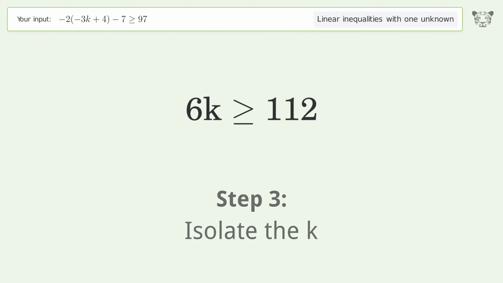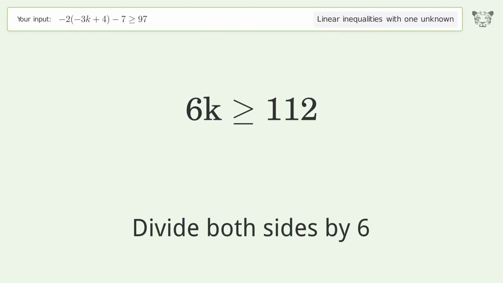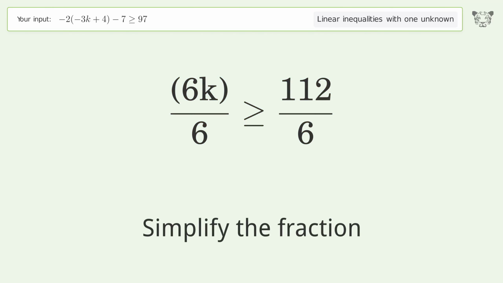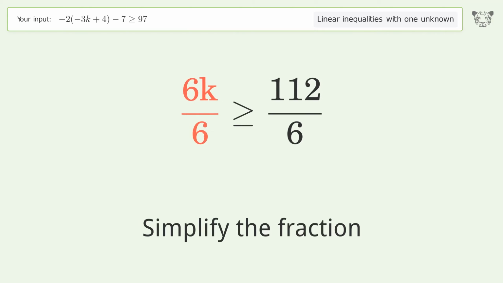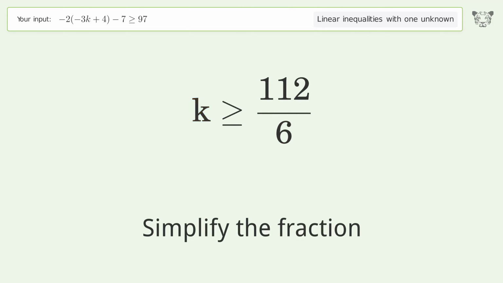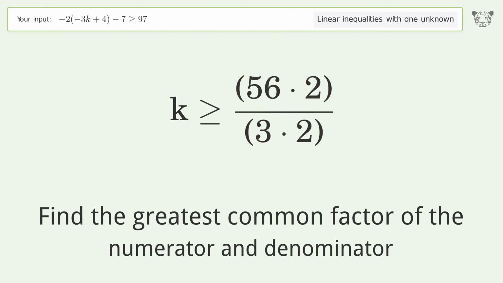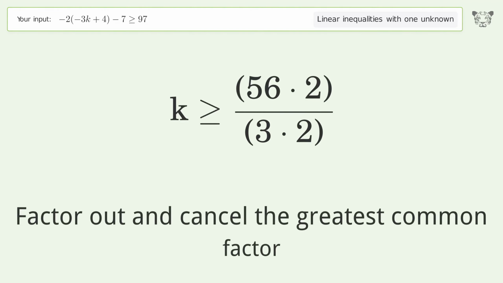Isolate the k. Divide both sides by 6. Simplify the fraction. Find the greatest common factor of the numerator and denominator. Factor out and cancel the greatest common factor.